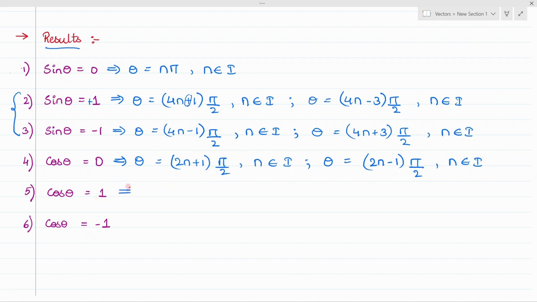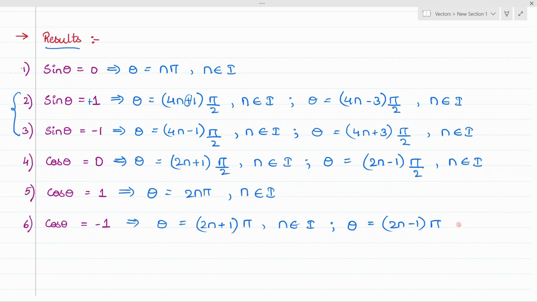For cos theta equal to 1, the solution of theta is 2n pi, in which n belongs to all the integers. And for cos theta equal to minus 1, theta is 2n plus 1 times pi, where n belongs to all the integers, or the other solution is 2n minus 1 times pi. Here also, in these two solutions, I would suggest you remember the first one because it's very simple and easy.